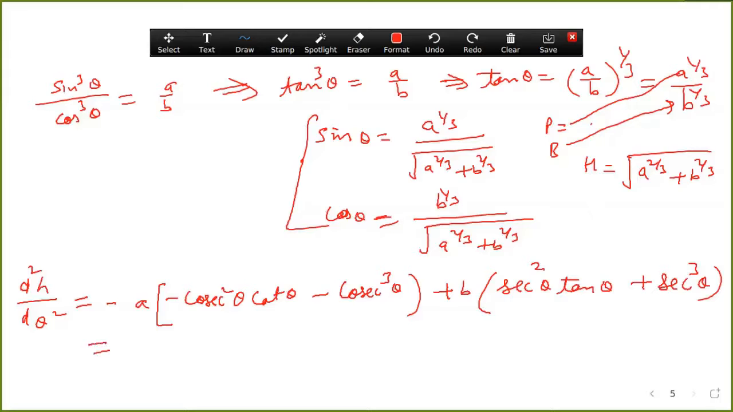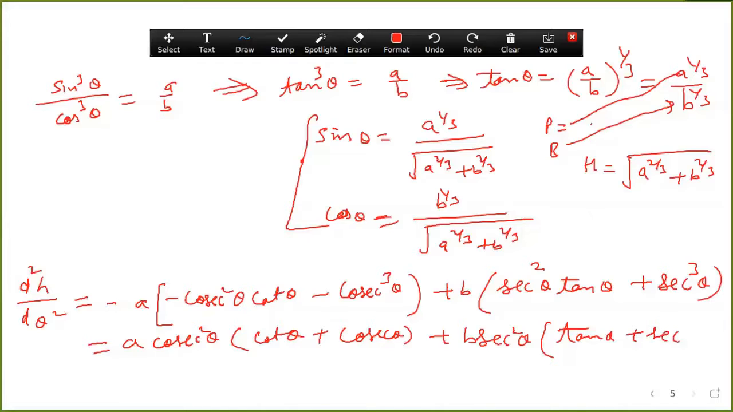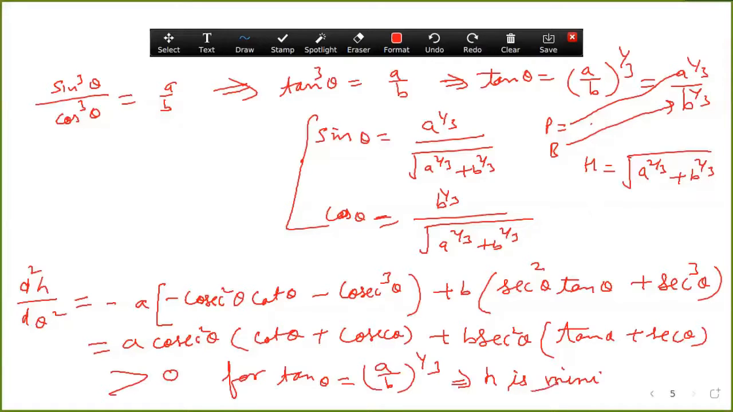Now simplify it, multiplying by the minus sign inside, you will get a, take the common, a cosecant square theta outside, this is cot theta plus cosecant theta. Here you can take secant square theta outside, take the common, that is tangent theta plus secant theta, and you can see this is always positive. You can see from here, for tangent theta equal to a upon b whole power 1/3, this implies the length of the hypotenuse, small h, is minimum when tangent theta is equal to a upon b whole power 1/3.